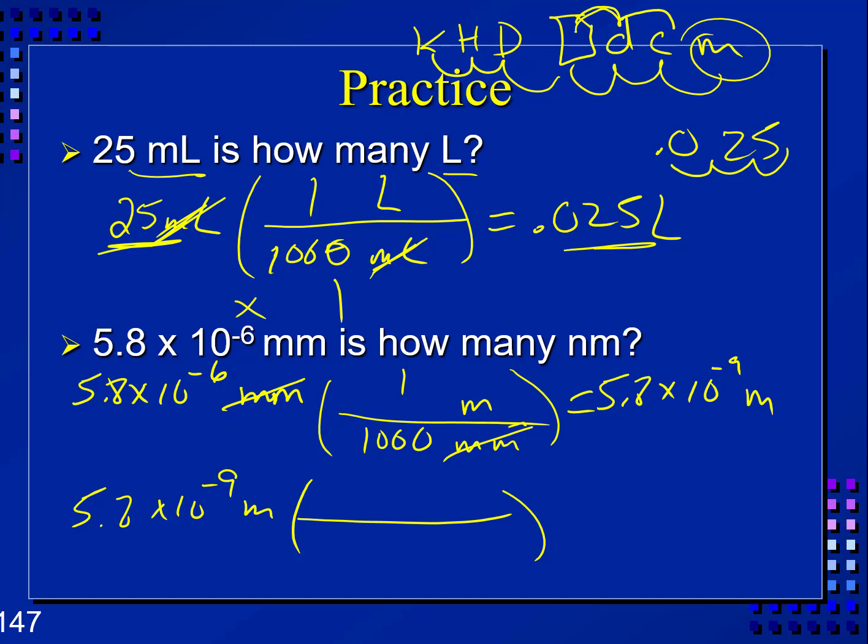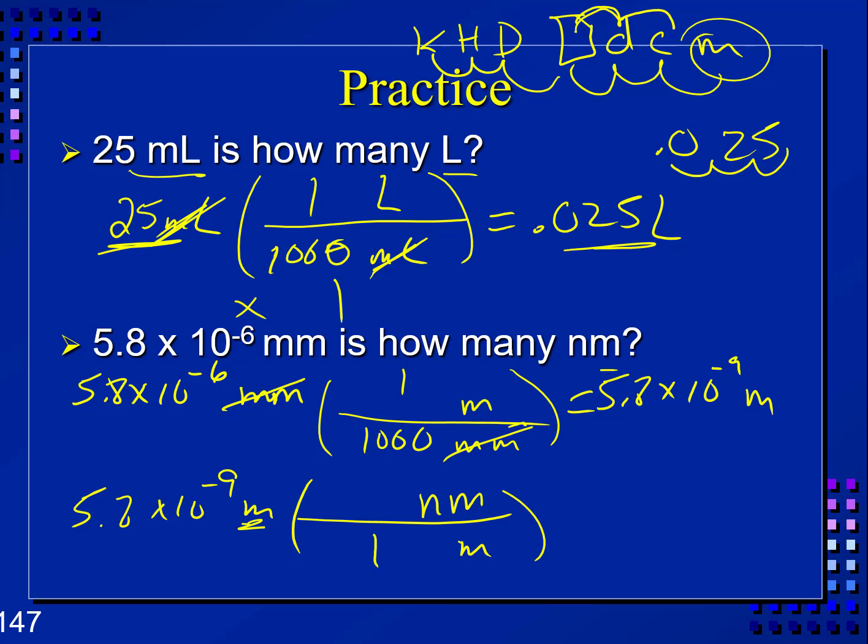So what do I want to get rid of now? Well, the unit I have right here. Whatever that unit is, I want to get rid of it. In this case, it's meters. So I put meters on the bottom of my conversion factor. What can I turn meters into? I can turn meters into nanometers. I can put a prefix on.